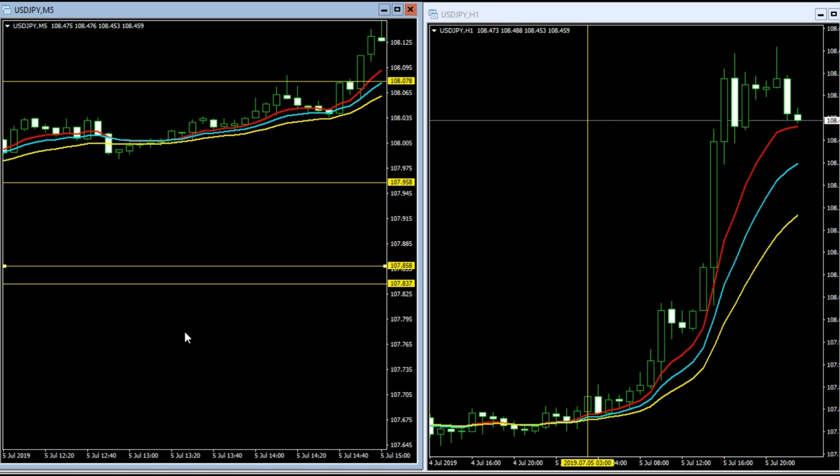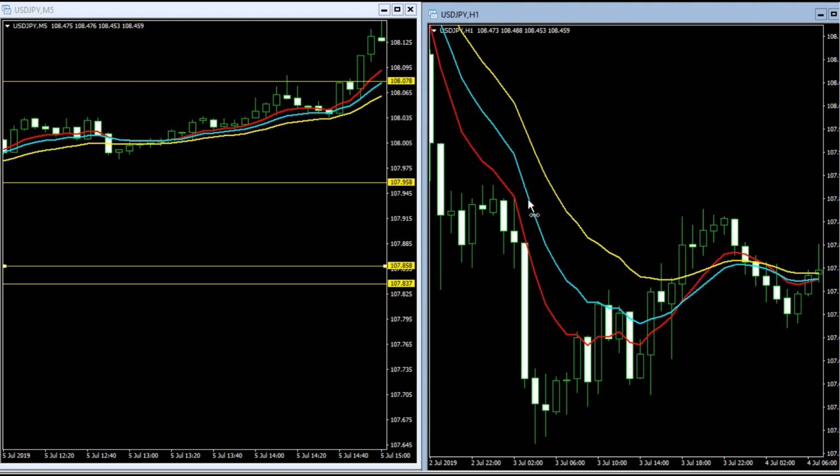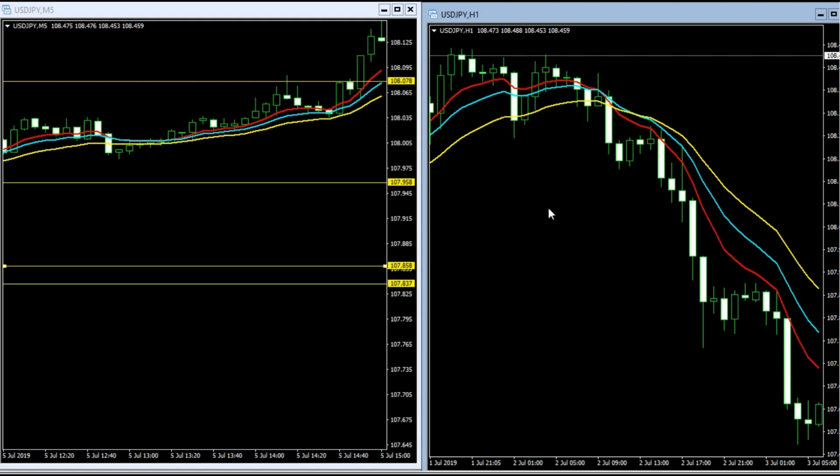Now let's take an example of a sell trade. So this was a buy trade. Let's go to our chart and look here. Okay, here we have a signal to go short. The red moving average has come below the yellow as well as below the aqua. So this is the time on the 2nd of July at 10 a.m.